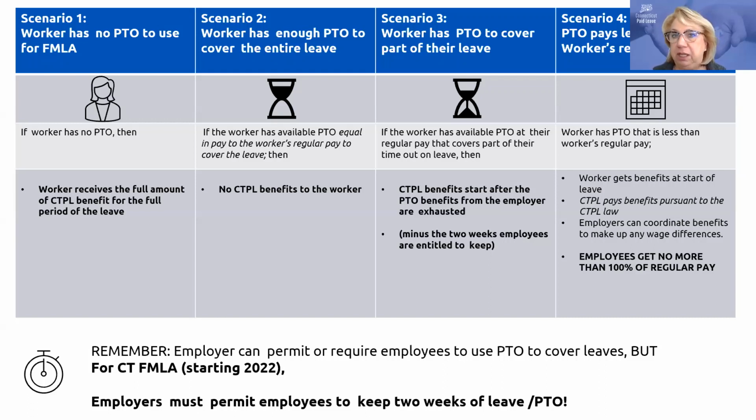Scenario number four, PTO is less than the worker's regular pay. So what would happen is the worker would get the benefit at the start of the leave. Connecticut paid leave would pay pursuant to the law, and employers could coordinate the benefits to make up any wage differences. So that would be looking at your short-term disability policy, looking at all other benefits that the employee would be eligible for. Keeping in mind, employees get no more than 100% of regular pay.